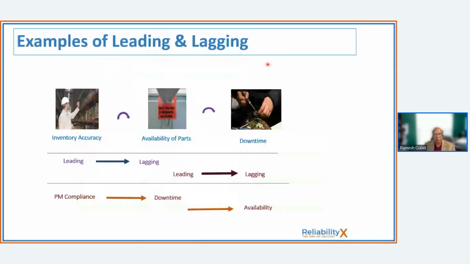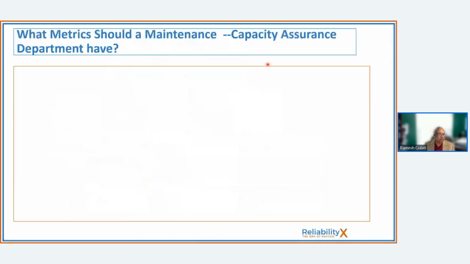What metrics should a maintenance capacity assurance department have? I've tried to introduce this new term, capacity assurance. I've been a maintenance guy over the years, and I don't like the term maintenance because it has a little bit of a negative connotation. So I've been using the new term, capacity assurance department, as a maintenance definition.